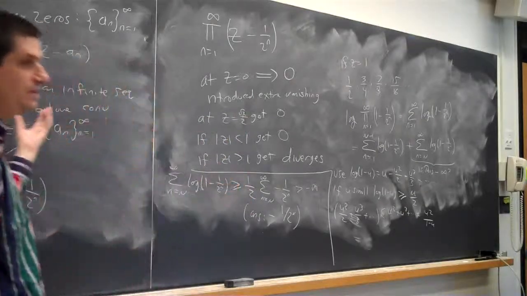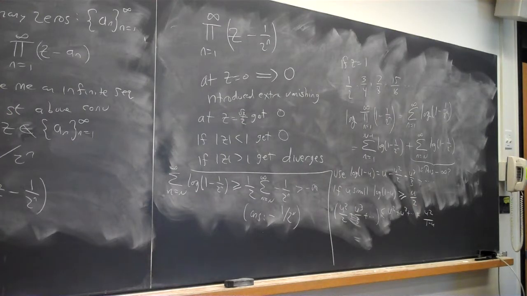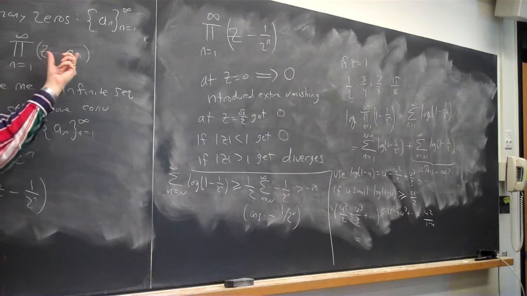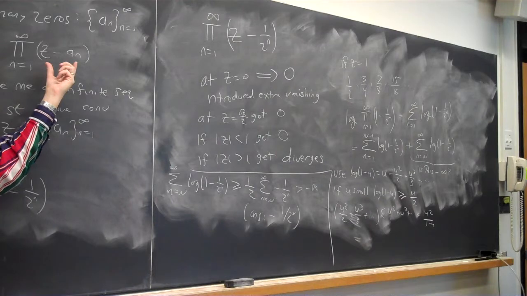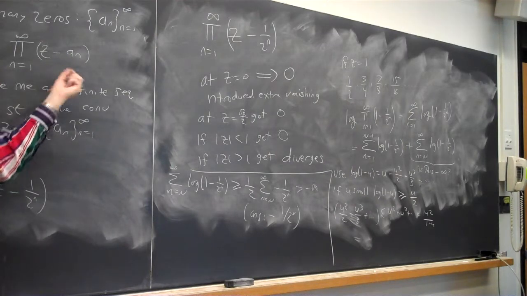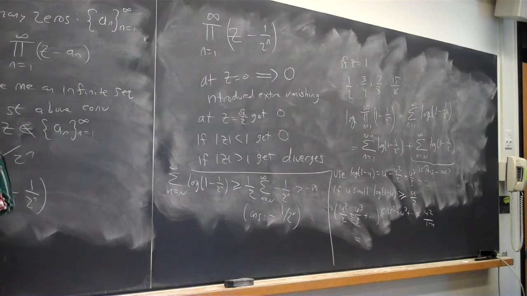So what we've seen here is a very valuable lesson. If I want to build a function, I can't just form a product like this. So my challenge to you is, can you find a sequence of a_n's, infinitely many that are distinct, such that this will converge and not be 0 except at the points a_n in your sequence? I don't want to introduce any new zeros. I only want to keep the zeros that I already have.